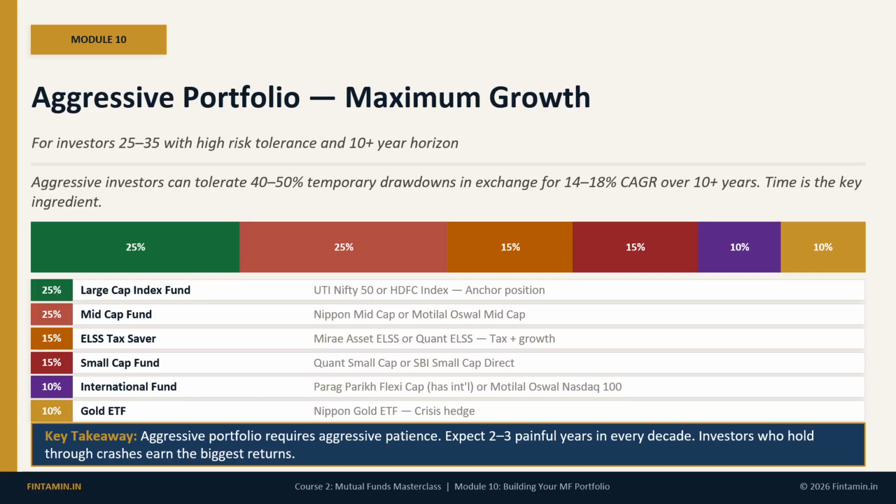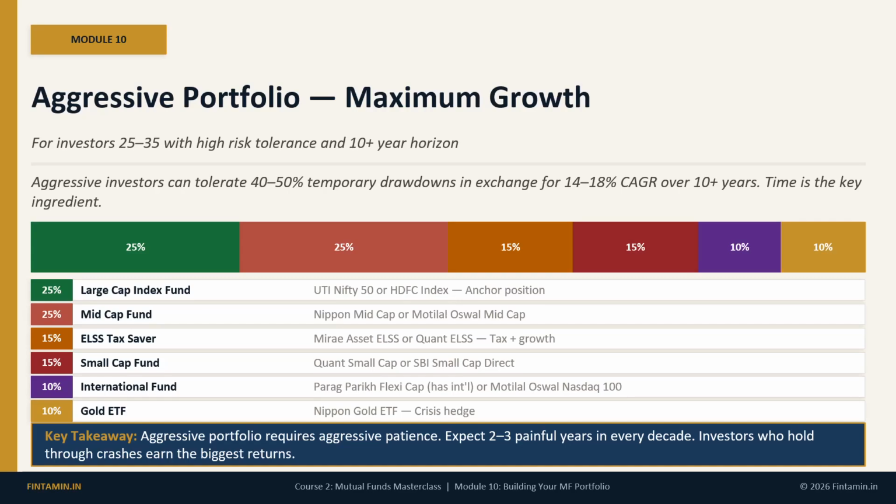Expected return 13 to 18% CAGR over a 10 year horizon. Maximum drawdown in a severe crash 40%. This portfolio will fall 40% in a bad year like 2008. The key is not to panic and not to stop the SIP.